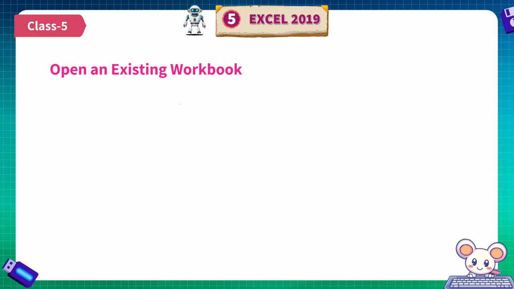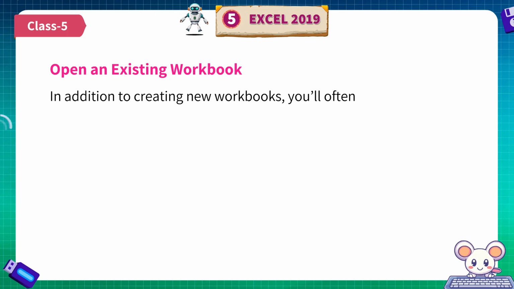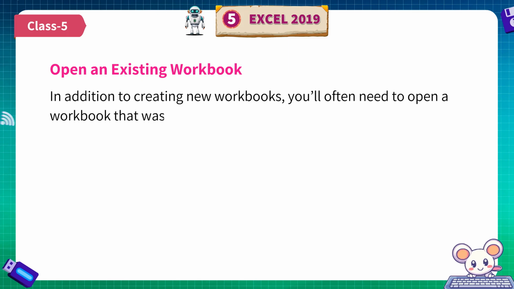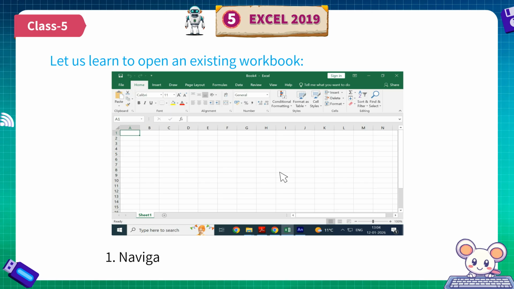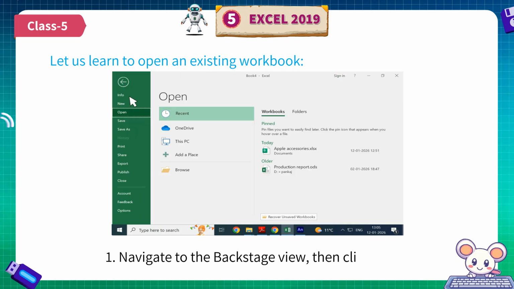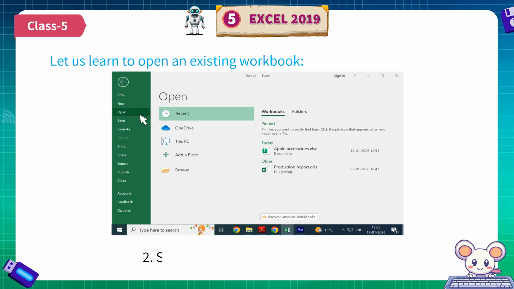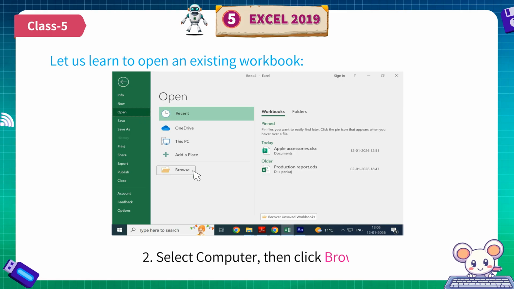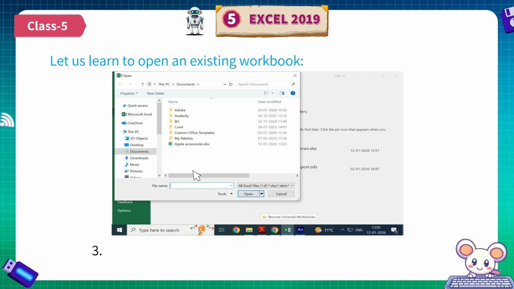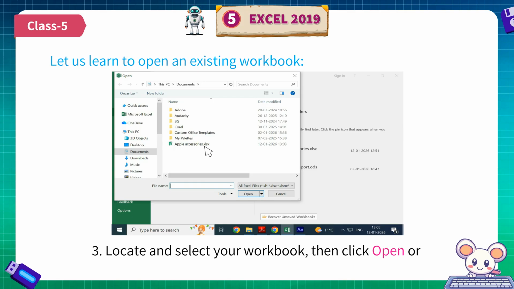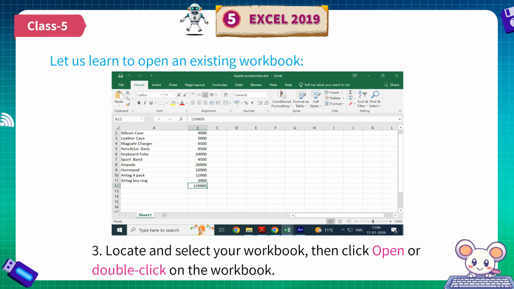Open an existing workbook. In addition to creating new workbooks, you'll often need to open a workbook that was previously saved. Let us learn to open an existing workbook. Step 1. Navigate to the Backstage view, then click Open. Step 2. Select Computer, then click Browse. The Open dialog box will appear. Step 3. Locate and select your workbook, then click Open or double-click on the workbook.